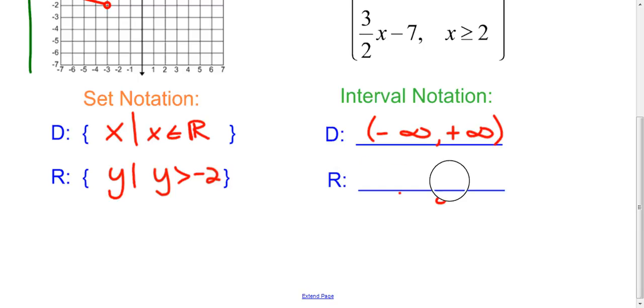Sorry, I did set notation. In interval notation, it would look like this. Okay?